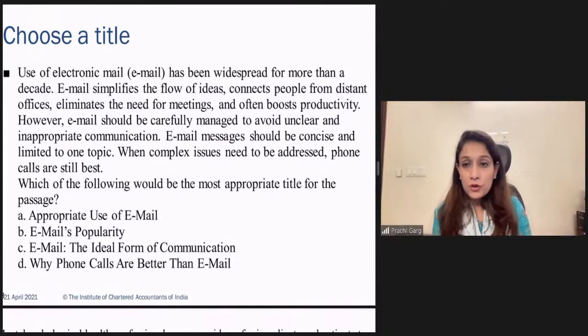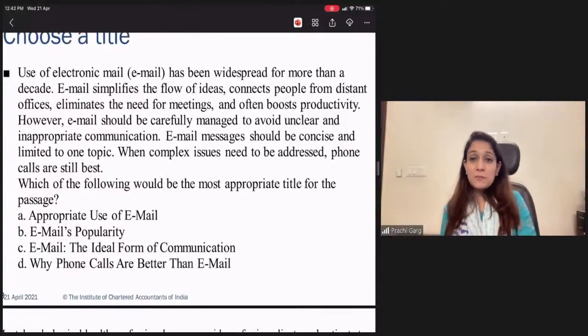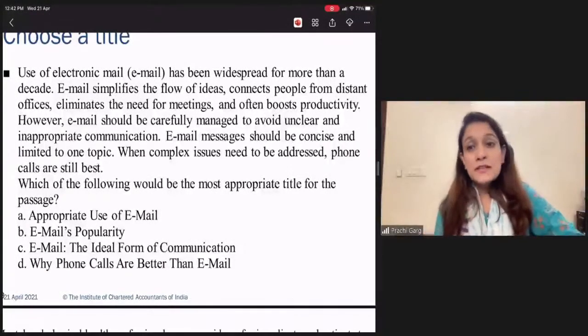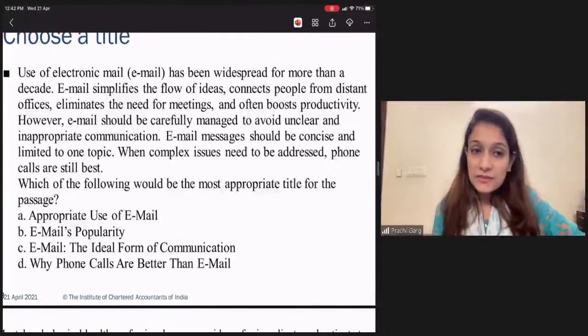Email, the ideal form of communication. No, the passage doesn't say that email is the best and ideal form of communication. Where does it say? Because in the end, it is making a statement: phone calls are still the best. But I will not consider D as a title because it doesn't explain why phone calls are better. Had this passage explained why phone calls are better in comparison to email, then I would have selected D. C is again not the title because the last line says phone calls are the best. Then how can C be possible?